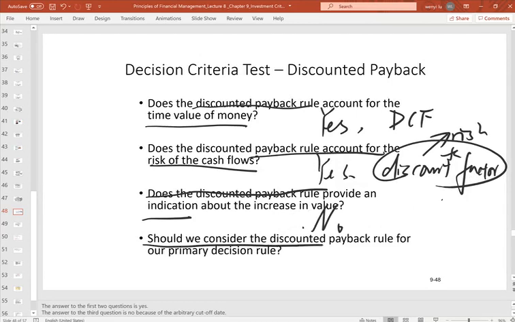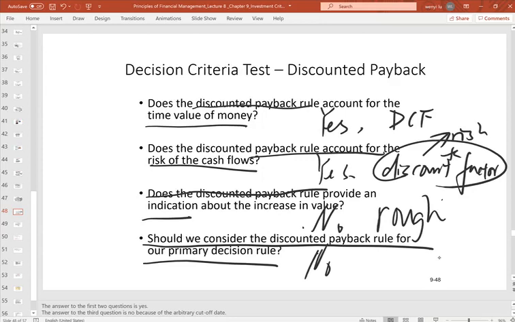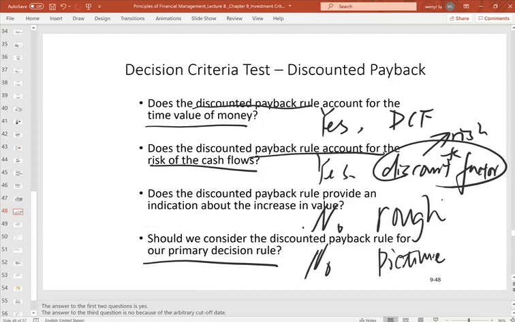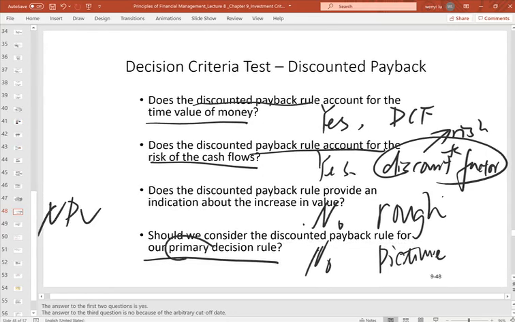Could we consider the discounted payback period rule as our primary decision rule? I can say no, right? Because these only give you a rough picture of how soon you get recovered. But you don't know the long-term value of this project, especially the cash flow after the recovery point, after the cutoff point. So I don't think this is better than the NPV method. The NPV method will still be our primary decision rule, right?